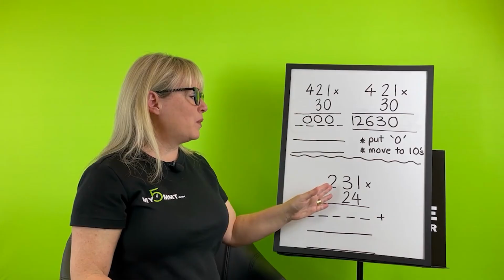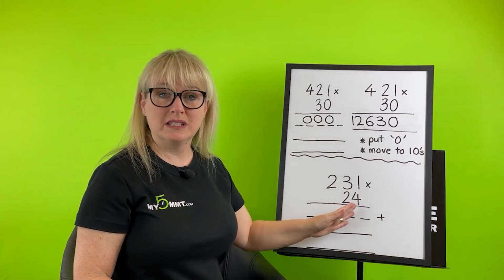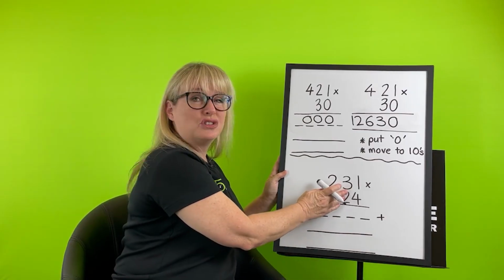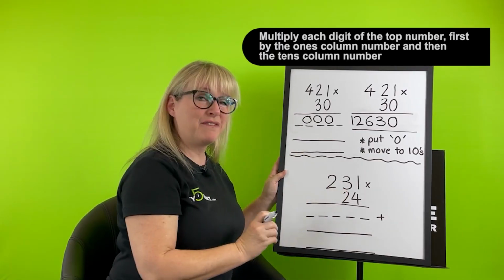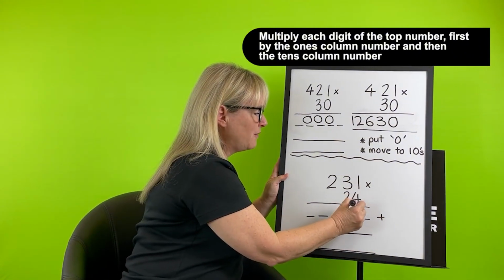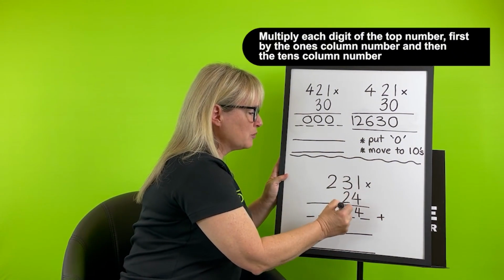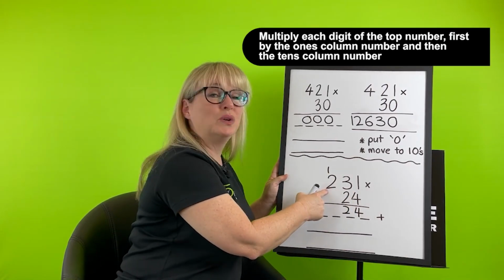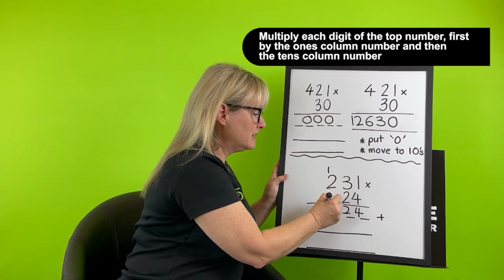Let's have a look at when I'm multiplying by 2 digits and they're different numbers without a 0. I'm going to pretend the 2 tens isn't there and multiply everything just by 4, the ones. 4 times 1 is 4. 4 times 3 is 12. 4 times 2 is 8. Grab that one more is 9.